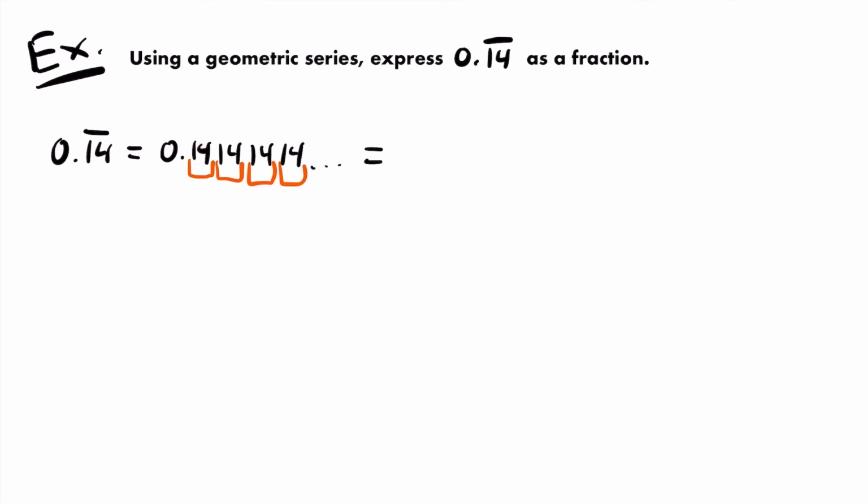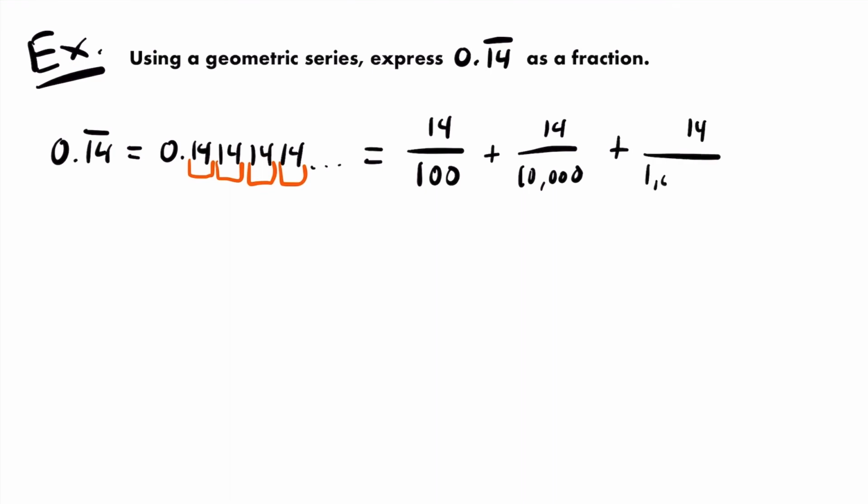This first part, 0.14, that is going to be 14 divided by 100, right? That's because 0.14 takes us to the hundredths place. Now if we look at the next 2 decimal places, we are at the thousandths place and then the 10,000ths place, and so our next fraction will be plus 14 divided by 10,000. Now for our third one, we go from the 10,000ths place to the 100,000ths place to the millionths place. So our next fraction will be plus 14 divided by 1 million.